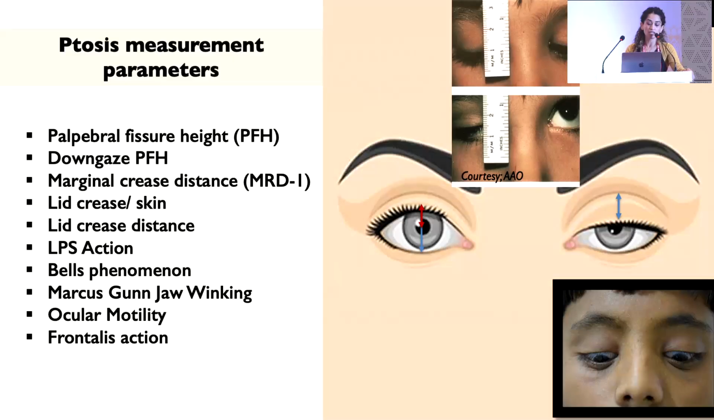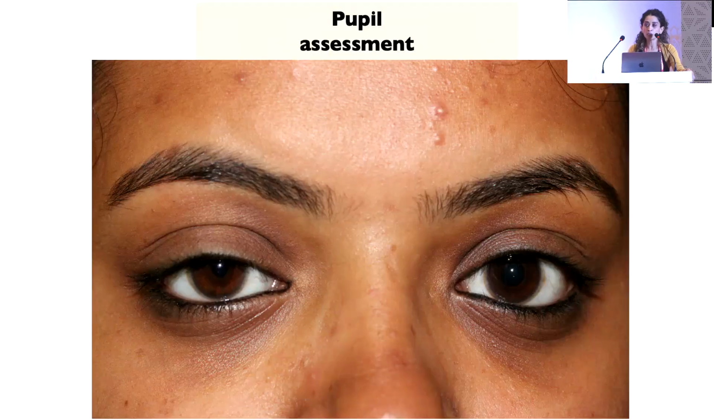Frontalis action, frontalis overaction. So if it's a severe ptosis, and if I am planning a surgery for a frontalis sling, I need a good frontalis action. If my frontalis is not good, the child is not overacting frontalis, even if I do a sling surgery, my lid is not going to be elevated up. So that's surgically very, very important for deciding what I'm going to do. Head and chin position. Now, pupil assessment, yes, it's important.